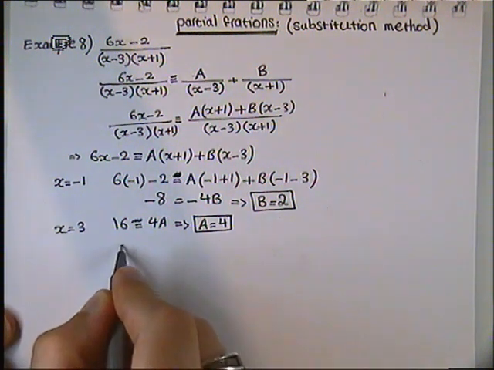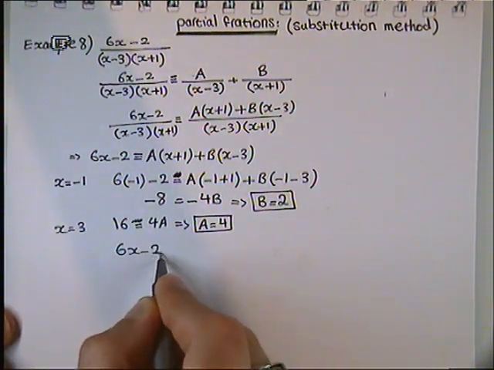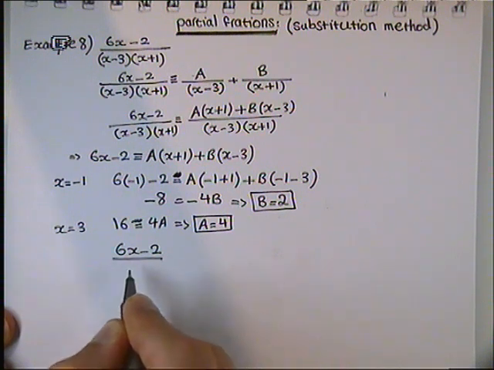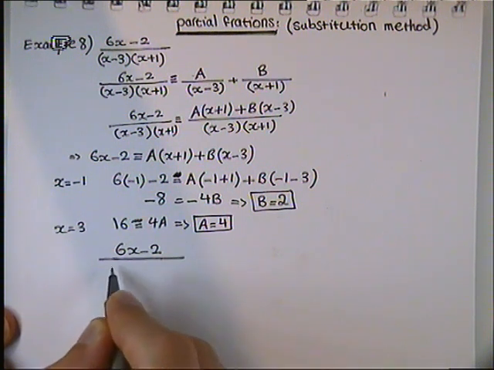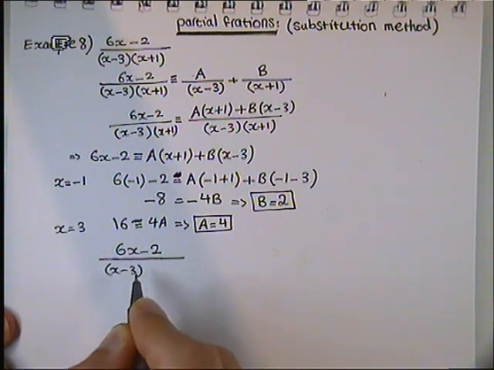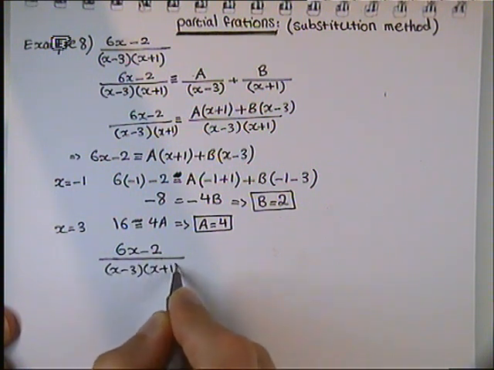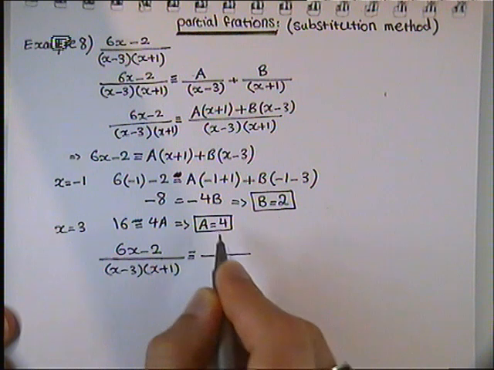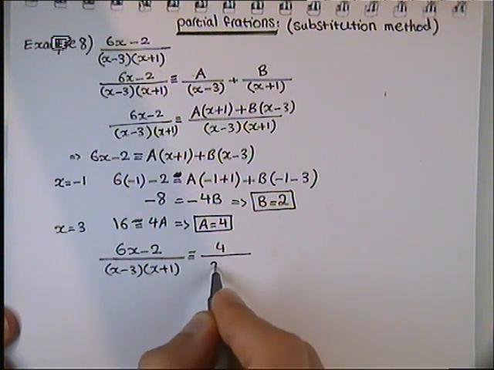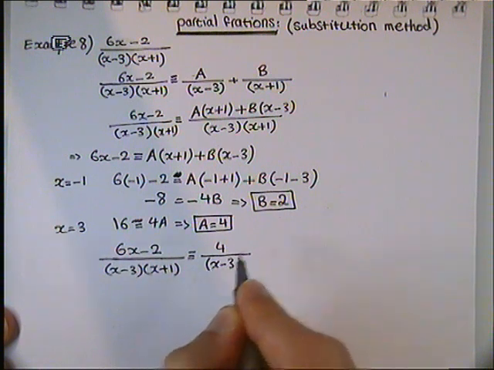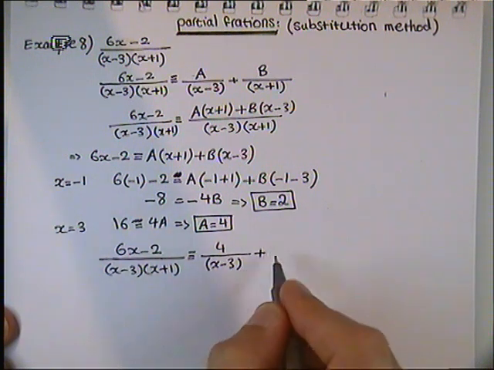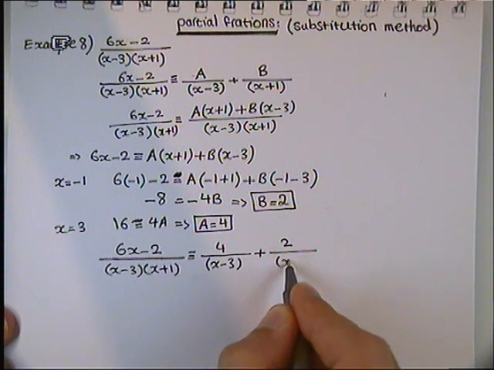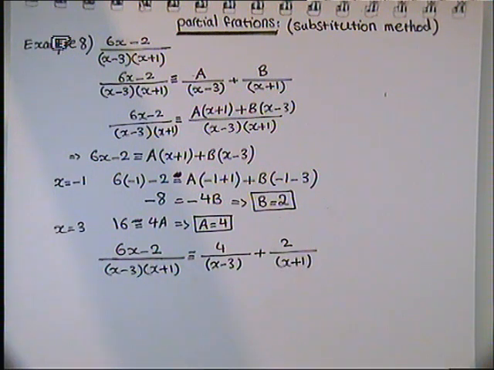Therefore (6x - 2) all over (x - 3)(x + 1) is identical to 4 over (x - 3) plus 2 over (x + 1). So this was the substitution method.